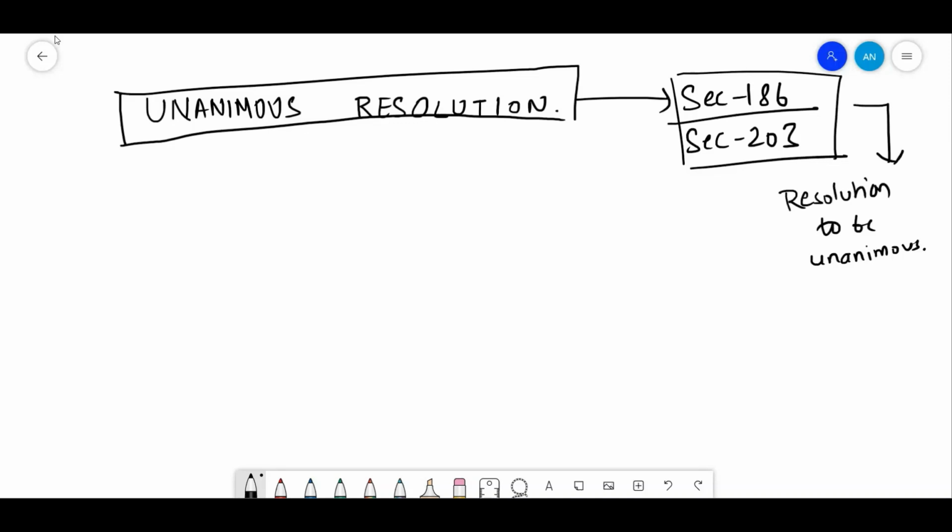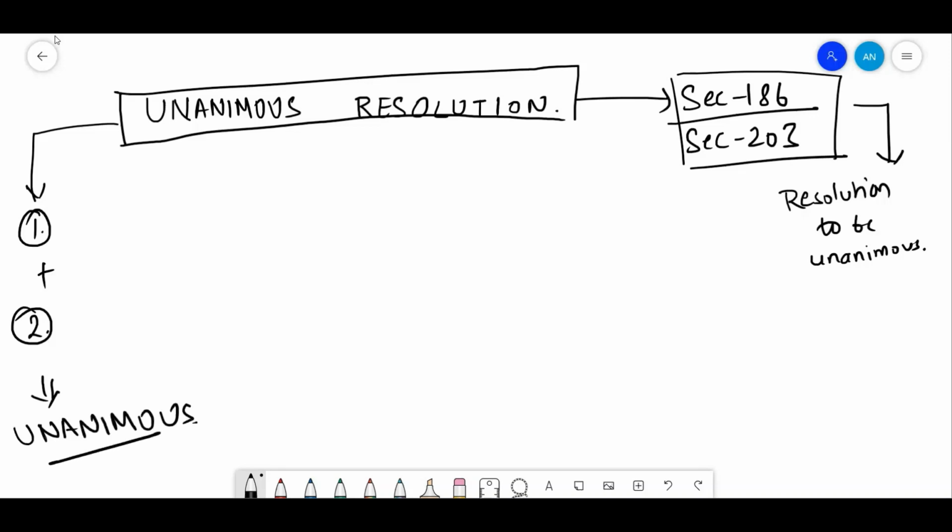All right. So first requirement here, let's discuss it in detail. And there are two requirements. You can simply divide it into two. If 1 plus 2 happens, then we can simply say that it is unanimous. All right. First is presence of quorum.